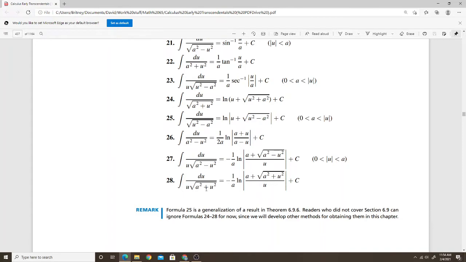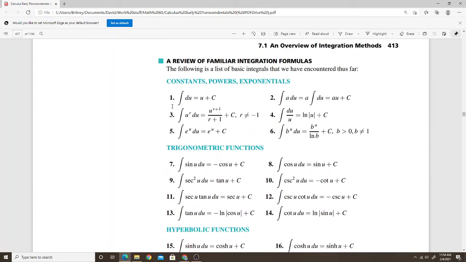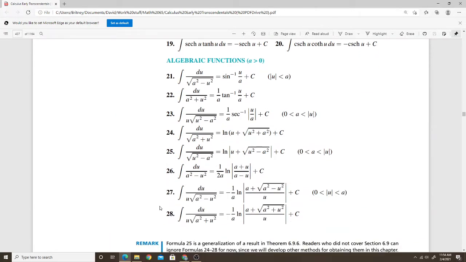But anyway, the point is, definitely you should know all of the information in formulas 1 through 23. And then if you also know 24 to 28, that wouldn't hurt, but it's probably not totally essential.